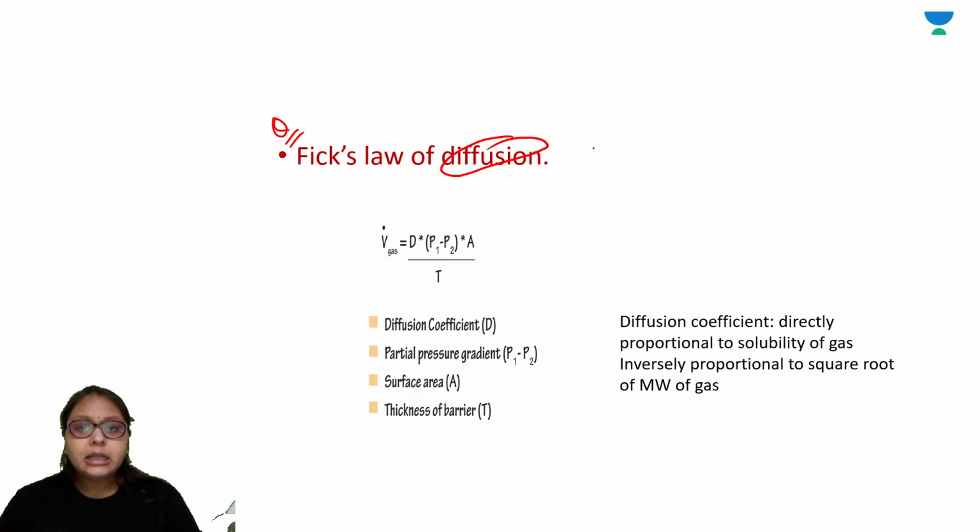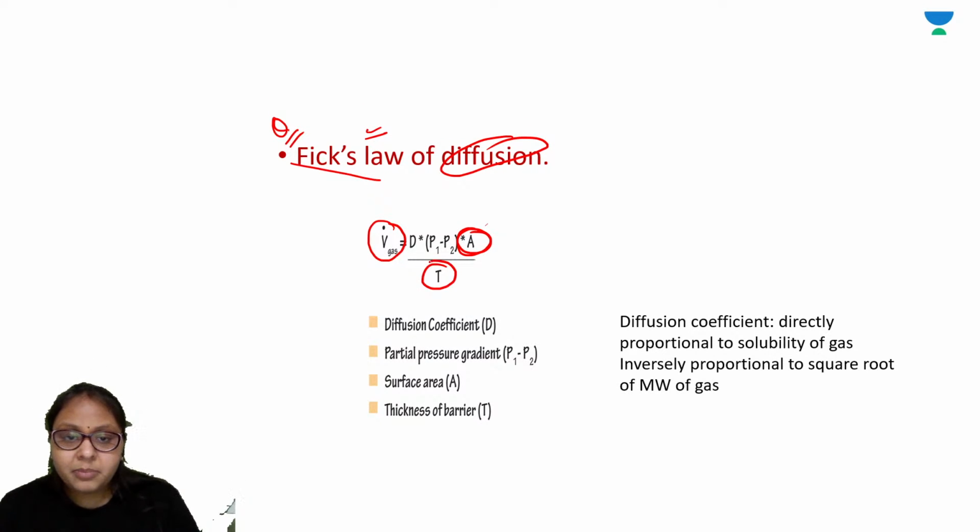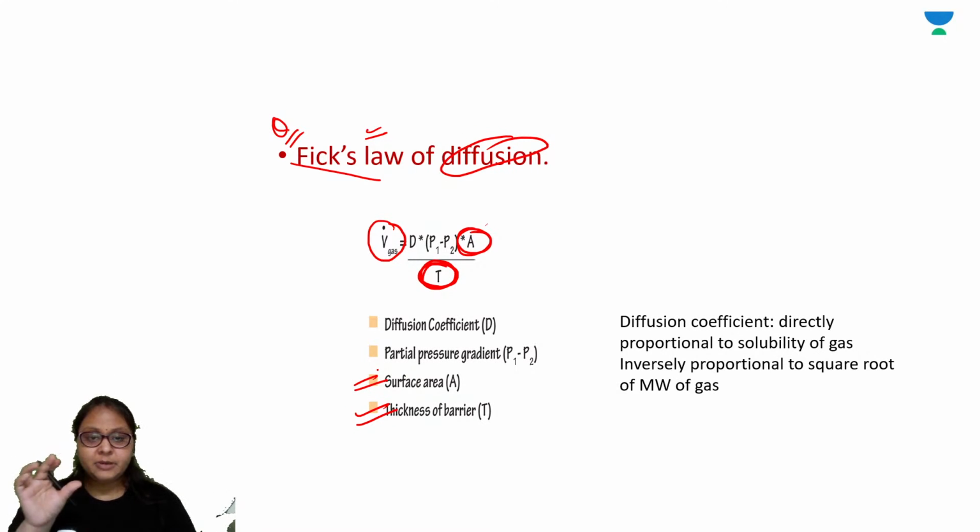alveoli till the capillary, it is based upon the Fick's law. So what is the Fick's law of diffusion? The Fick's law of diffusion states that the diffusion of the gas is directly proportional to the surface area and inversely proportional to the thickness of the membrane. Okay? Thickness of the membrane, the respiratory membrane.